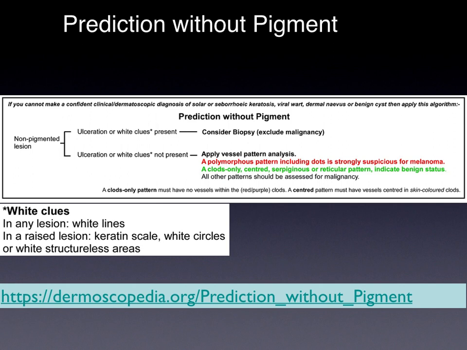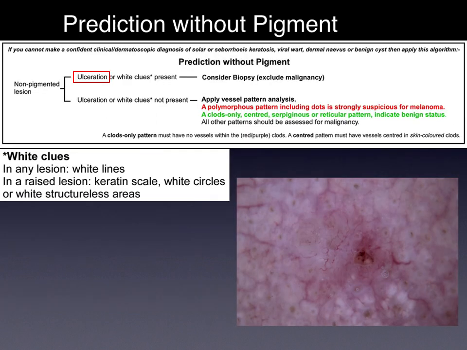Prediction without pigment is the method we use when there are no structures pigmented by melanin. And we prioritise ulceration ahead of white clues, ahead of vessel analysis. And for more information on prediction without pigment, I recommend this URL. So, for a non-pigmented lesion, we first look for ulceration, and if we see ulceration, we recommend an excision biopsy, and the most likely diagnosis will be basal cell carcinoma.